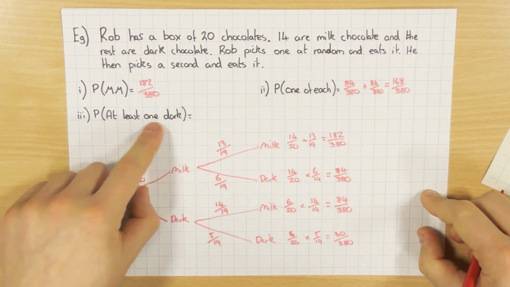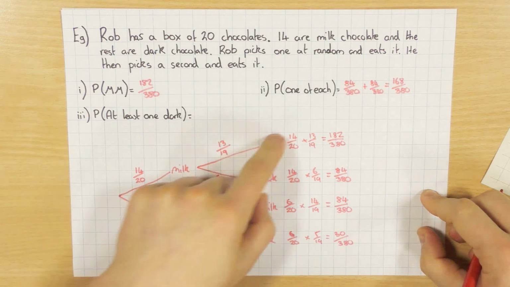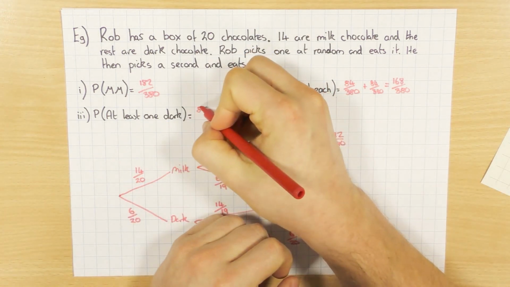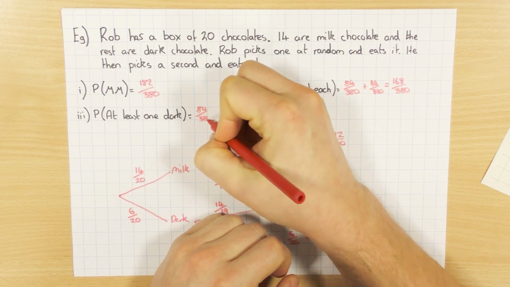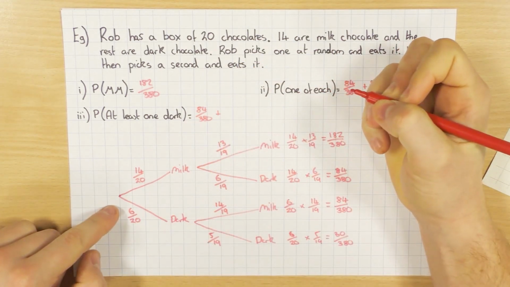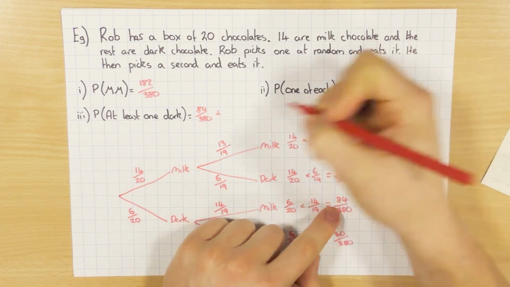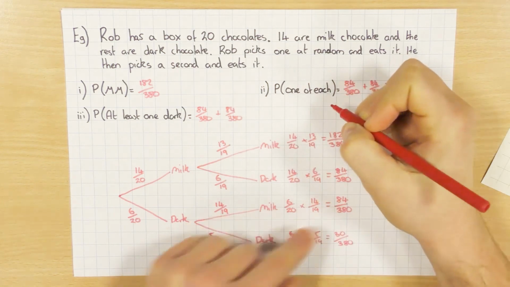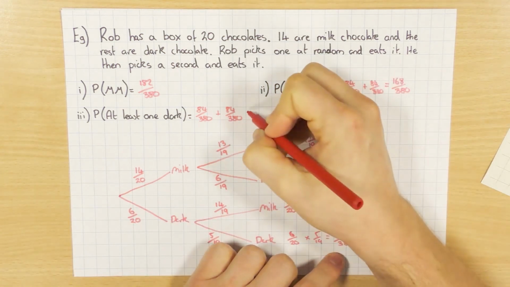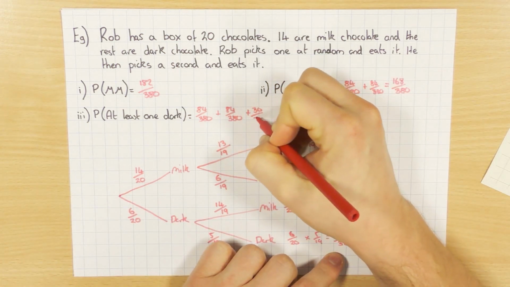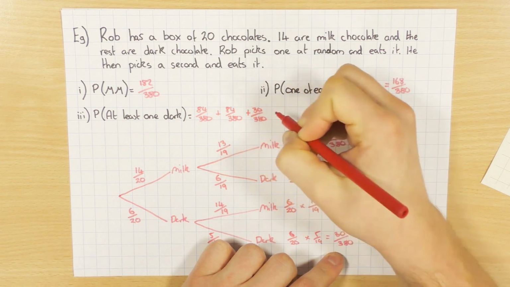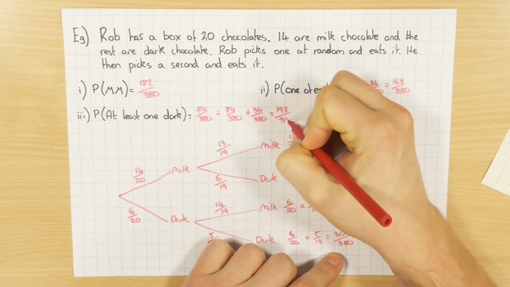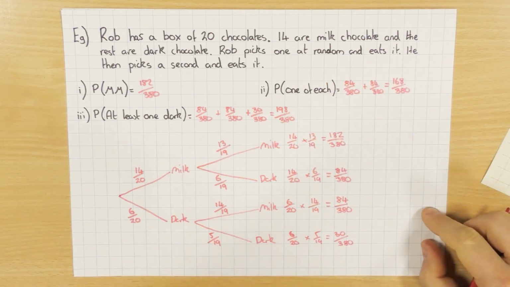And finally one here, at least one of them dark. So milk, milk, nope, they're both milk, but I can have milk dark, which is 84 over 380, plus dark and then milk. So at least one of them is dark, that's cool. So 84 over 380. And then dark, dark, obviously at least one of them is. So 30 over 380, and if I add them all up, I think I get 198 over 380.